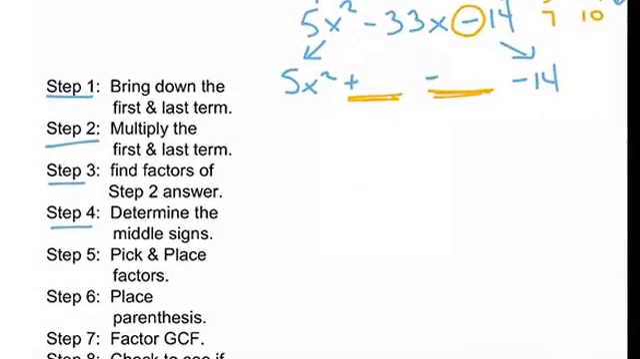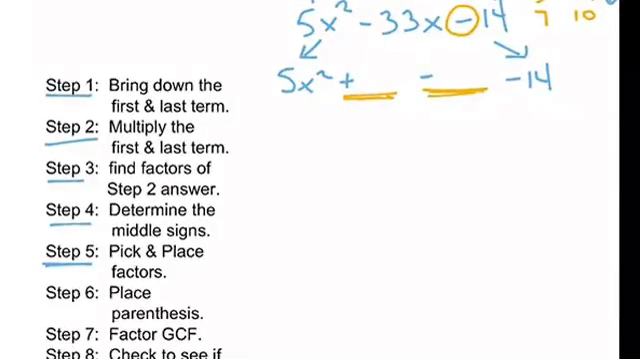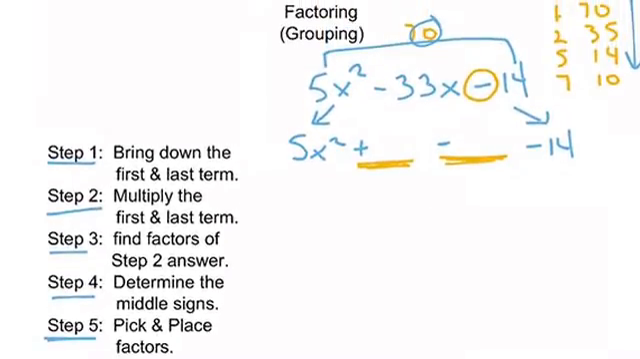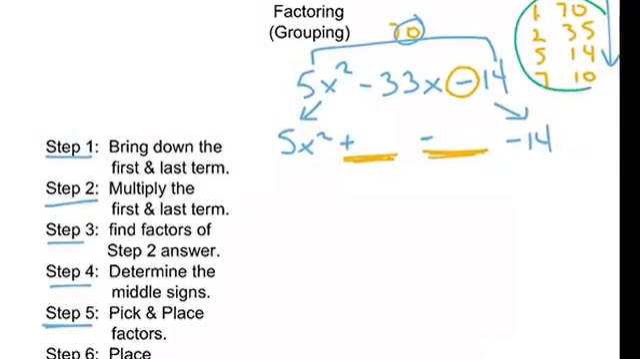Alright, so let's go to step 5. I need to pick which factors I am going to place in these two spots right here. Now, because my signs are different, I'm going to go over here and look at my factors. When my signs are different, that means I'm going to subtract my terms. So I need to find two factors that will subtract to give me 33. 35 minus 2 will give me 33.